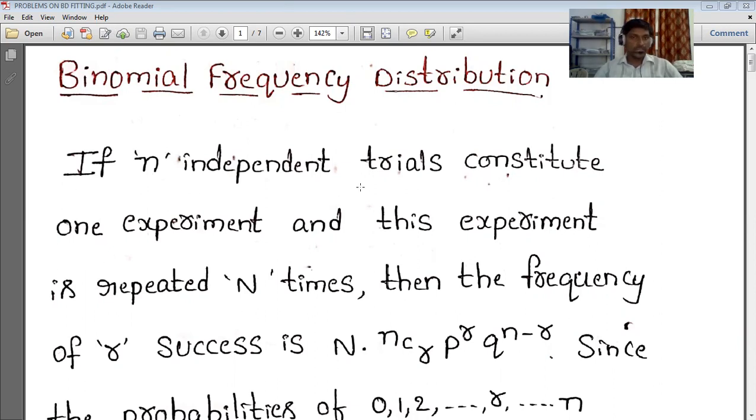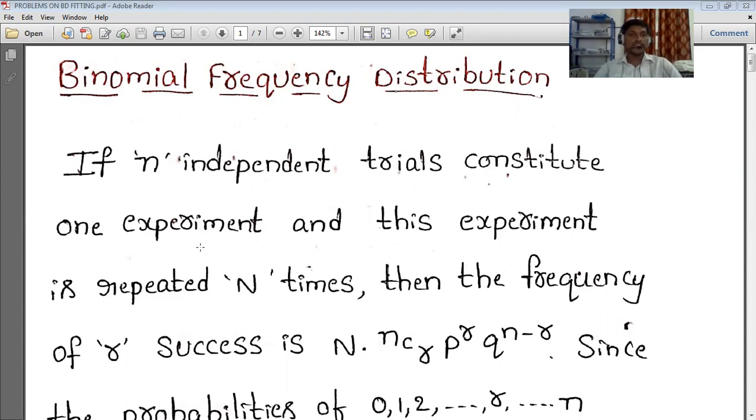N trials we are doing, and those n trials are independent. It means there is no dependence. One trial is independent of another trial, as if you are doing experiments in a chemistry lab. You did an experiment, so one experiment is different from the other experiment.